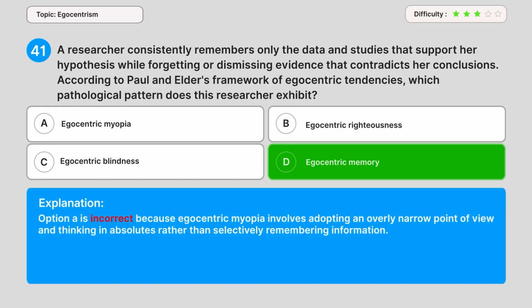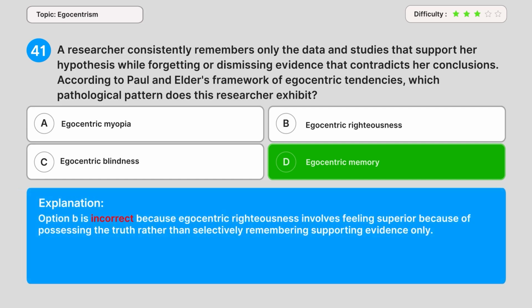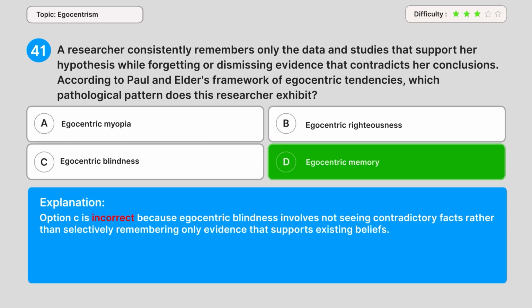Option A is incorrect because egocentric myopia involves adopting an overly narrow point of view and thinking in absolutes rather than selectively remembering information. Option B is incorrect because egocentric righteousness involves feeling superior because of possessing the truth rather than selectively remembering supporting evidence only. Option C is incorrect because egocentric blindness involves not seeing contradictory facts rather than selectively remembering only evidence that supports existing beliefs.